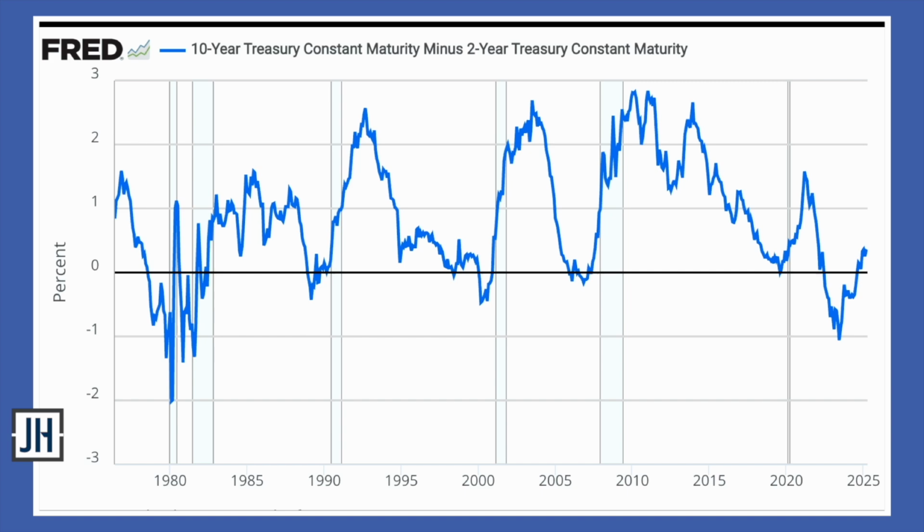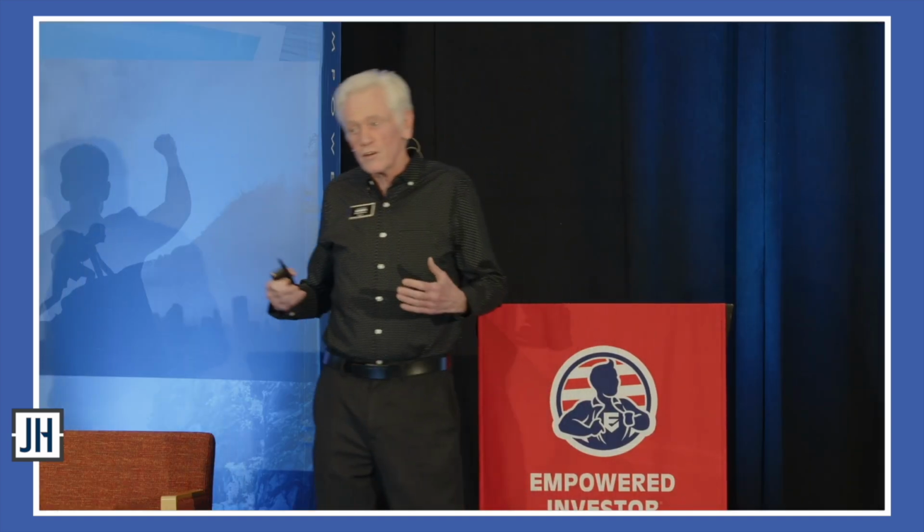It's longer than this one, and it's a deep inversion, and all of the yields, it doesn't matter which one. This is the 10 minus the 2, but you can take the 10 minus the Fed funds rate, or the 3-month minus the Fed funds rate. Any one of the yield spreads, they were all inverted, and it has uninverted. We are overdue for a recession.